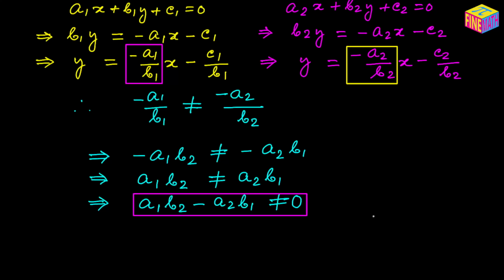So when we are given the equations of two straight lines, if we can quickly check this condition, and if this condition is true, then we know that they will intersect each other. That means they are not parallel and they will intersect each other somewhere.